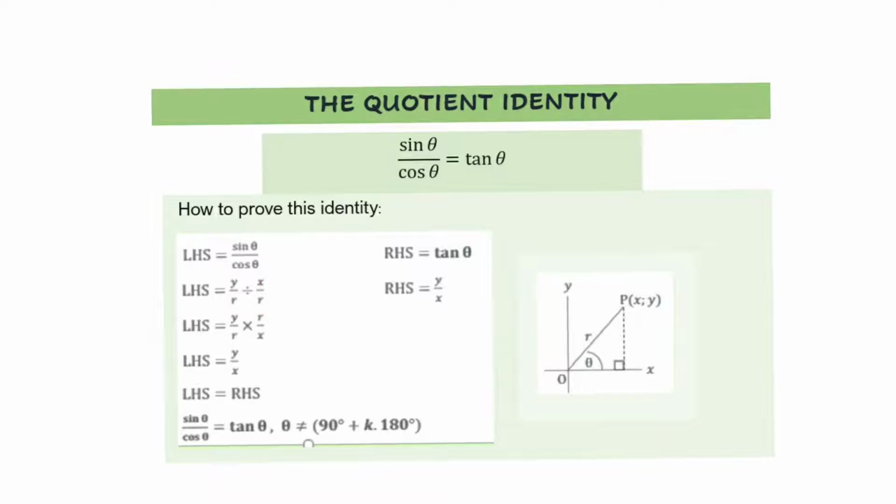We just work with the x, the y, and the r. If you divide, it's the same as multiplying with the reciprocal. And if you simplify the left-hand side, you get y over x, which is equal to the right-hand side. Therefore, this identity is valid, except for the angles that make the denominator 0.